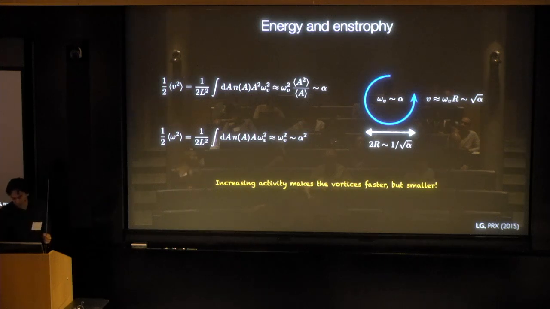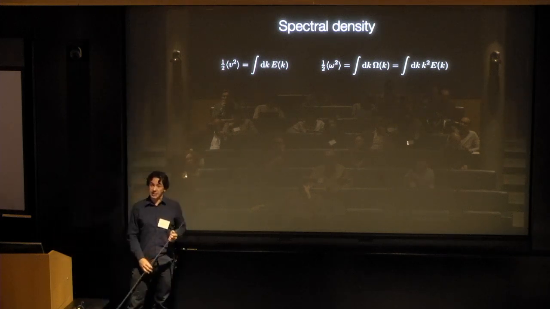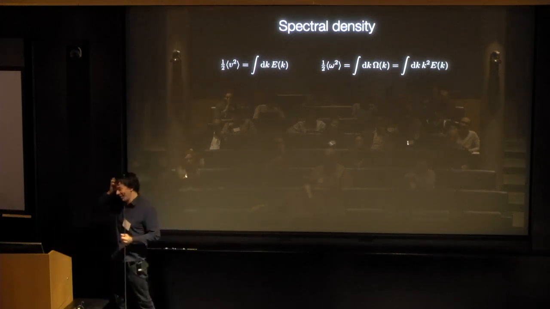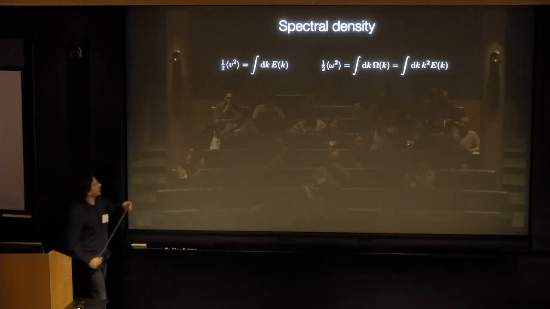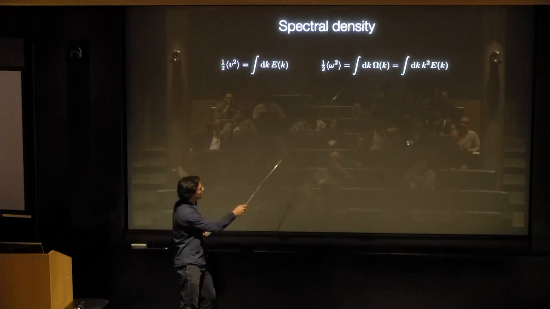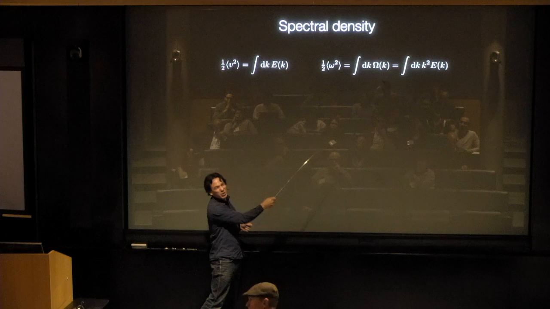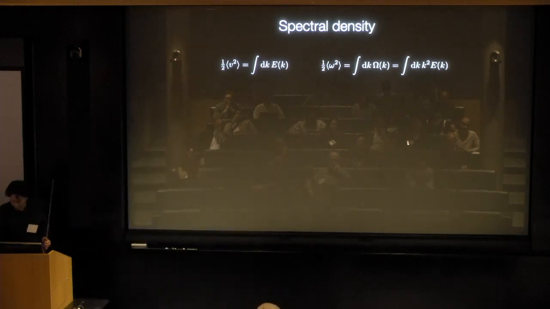Now, let's try to do something a bit more complicated. Let's look at the spectral densities. This is the holy grail of any theoretical work on turbulence. As a reminder, the energy spectrum is defined from this expression. The entropy spectrum is defined from this expression. It is actually trivially related to the energy spectrum.